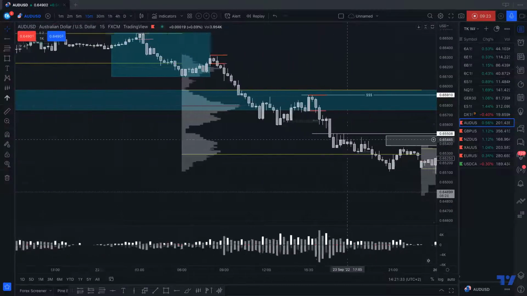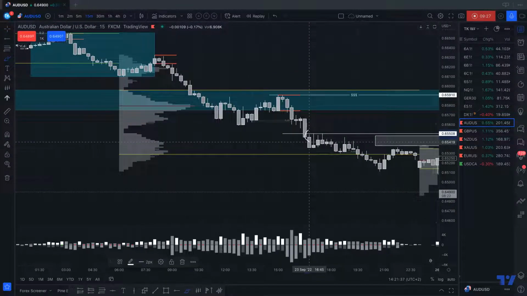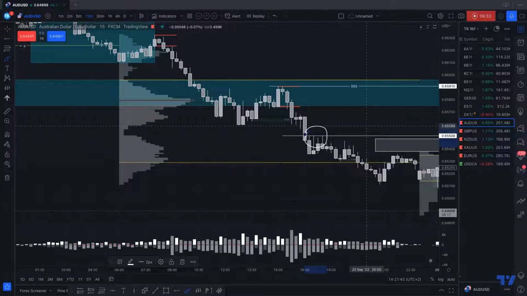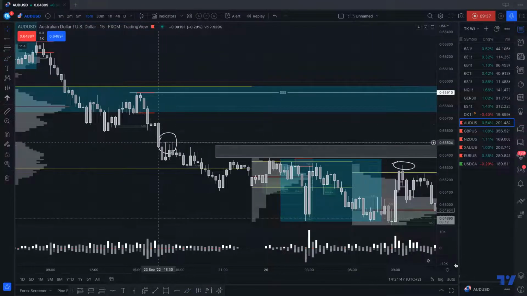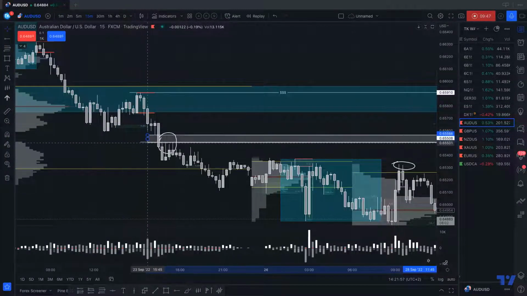So every time I see a double top, and in this case 1, 2, 3, it is so much more powerful as a signal. So if I see this kind of confirmation, it means that over here there are unmitigated orders.